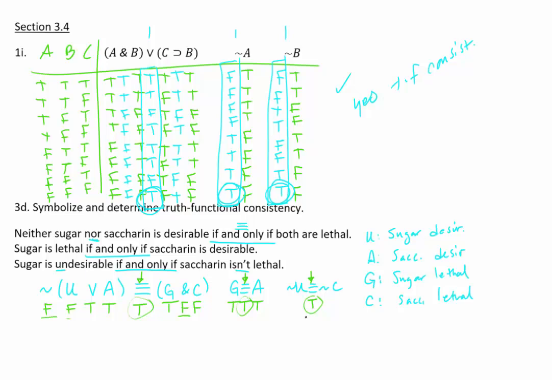U is false, so that's true. C is false, so that's true. So we had U and C with the same values, and we get trues across the board. So that shows us that all of these sentences can be true at the same time. So again, yes, truth functional consistency.